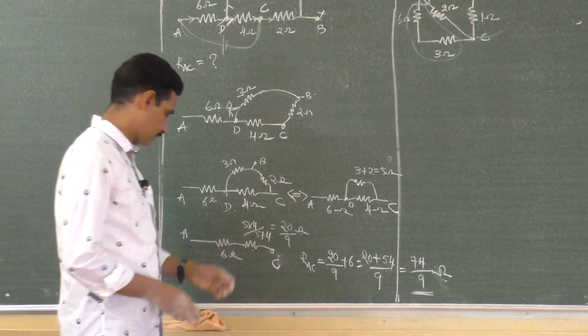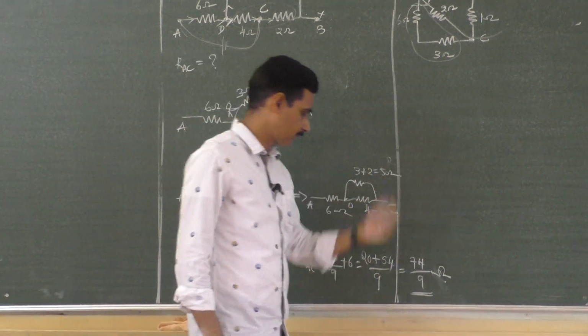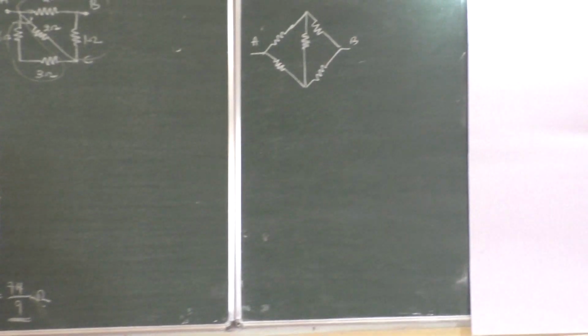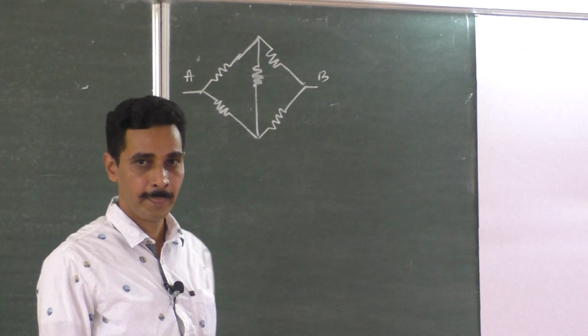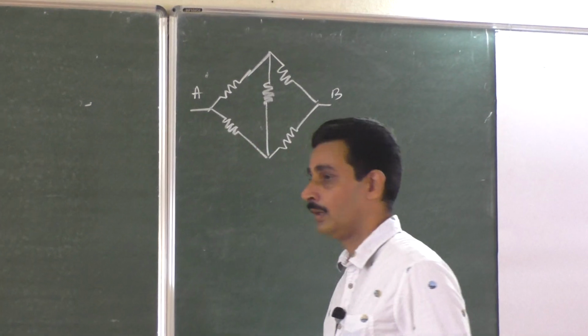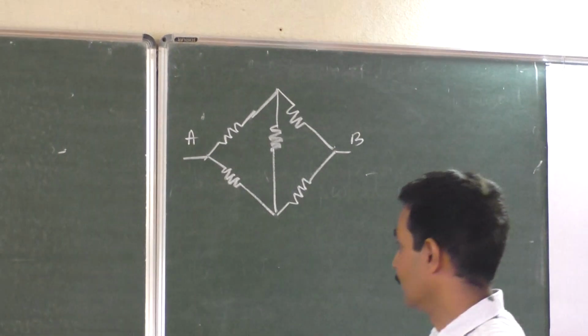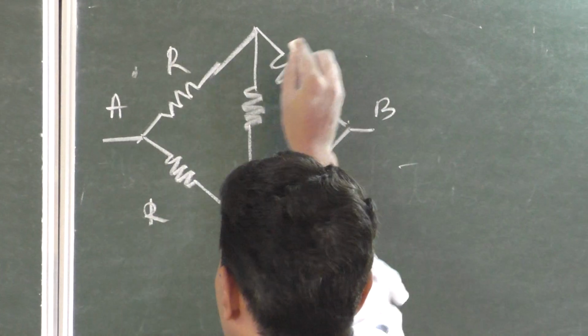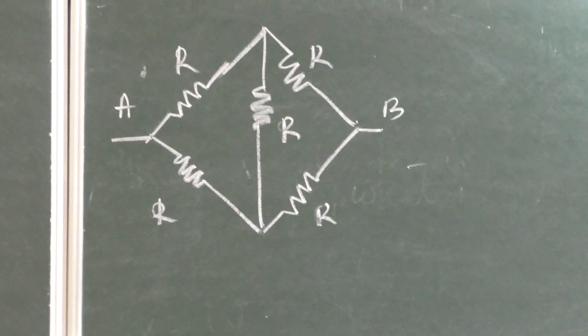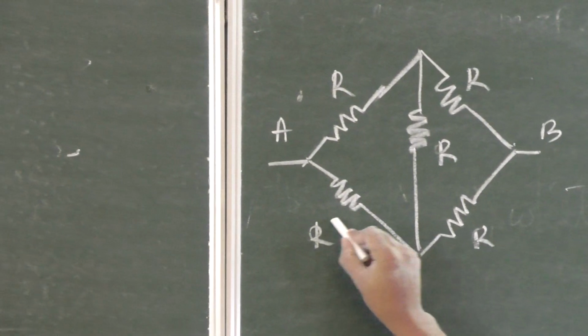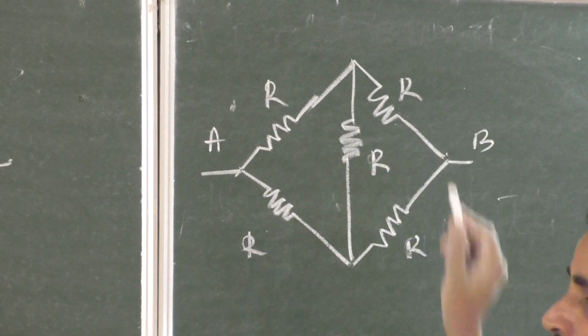Now we will go to the last one, that is this one. Then we will go to PPTs from the next class. This one, Wheatstone's network. You know that Wheatstone's network, if it is balanced, say all the resistors are R. If it is balanced, then this resistance by this one are equal.